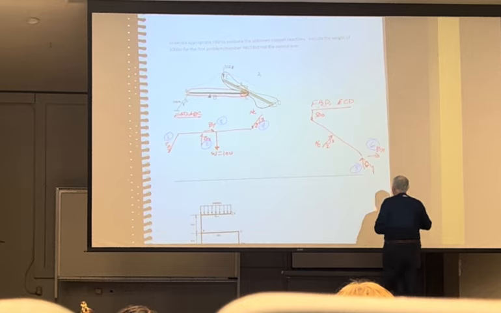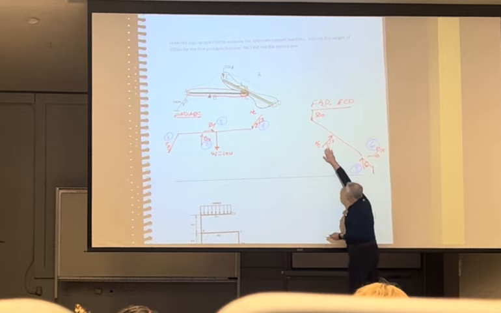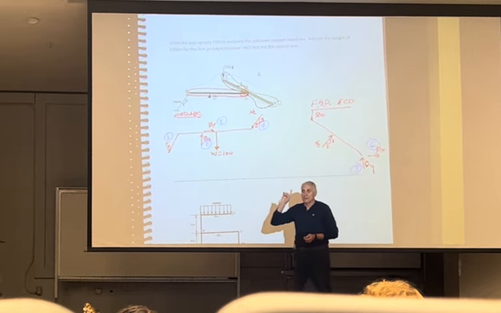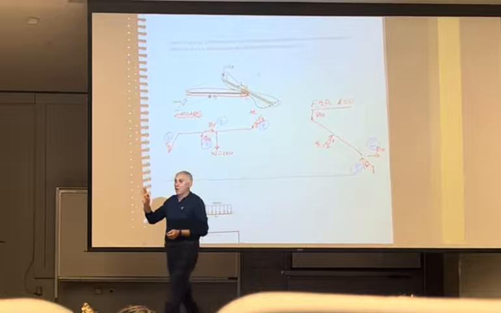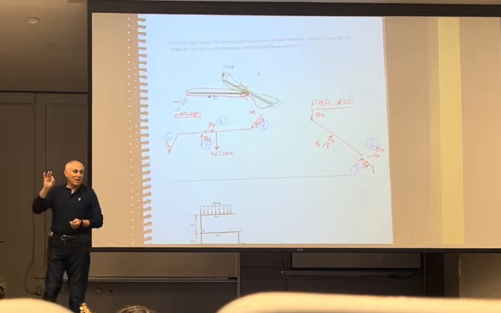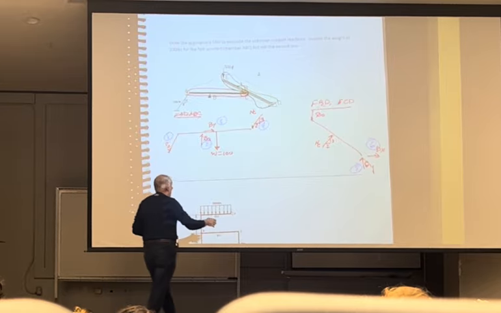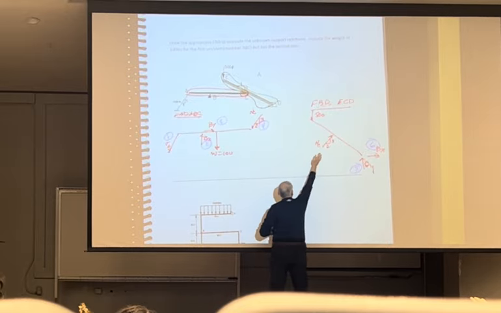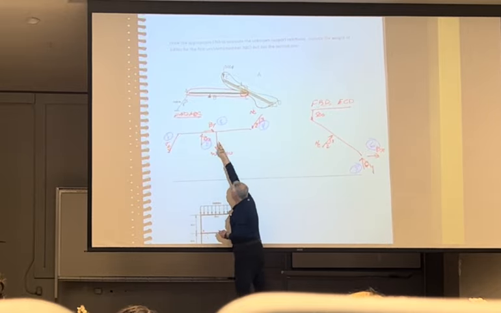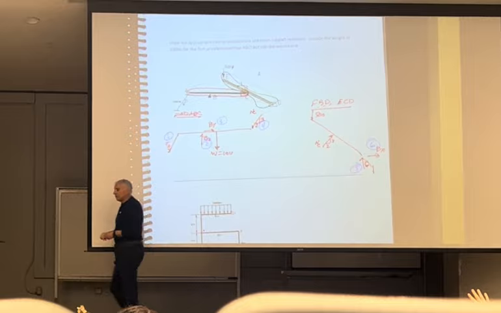I would want to start right here because there's 1, 2, 3 unknowns. How many equations do I have? 3. I will find all 3 of those unknowns. Once I find NC, I'll take its value, take it over there, and I have 1, 2, 3 unknowns there.